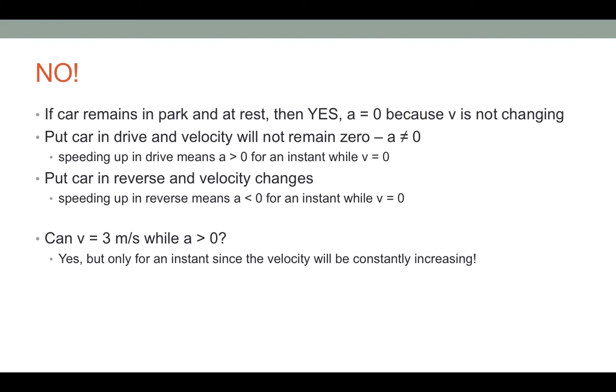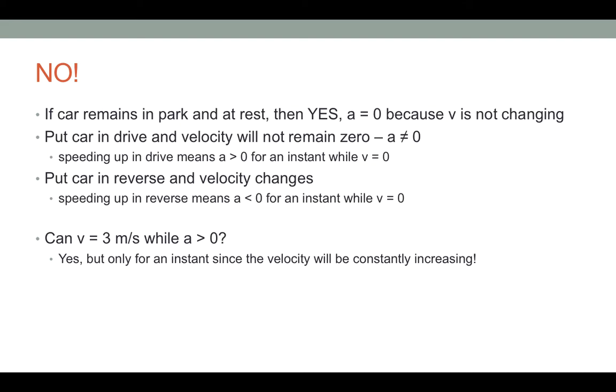But put the car in drive and the velocity will not remain zero, and the acceleration will not be zero because the velocity will change. It will become positive. So for a split second, we will have a car with zero velocity, but it won't remain zero. It will be accelerating, and the acceleration will be positive. Put the car in reverse and the velocity again will change, and the acceleration will not be zero. But now because the velocity will go negative, the acceleration will be a negative change, and that will be a negative acceleration. So again, for an instant, the car will have a zero velocity and negative acceleration.